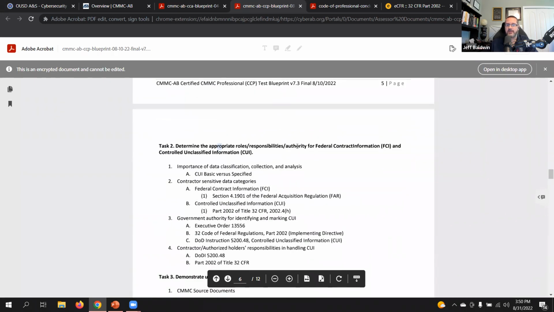So task 2, determine the appropriate roles, responsibilities, authority for FCI and CUI. So importance of data classification, collection, and analysis. CUI basic versus specified. CUI basic doesn't have any additional requirements, whereas specified can have additional requirements. So everything that is CUI basic should have the same handling requirements. So understanding where your data is, what data it is, where it's collected, where it's analyzed, where the data flows are, that's all important because that will help you to define your scope. We'll talk about that probably more in domain 6.